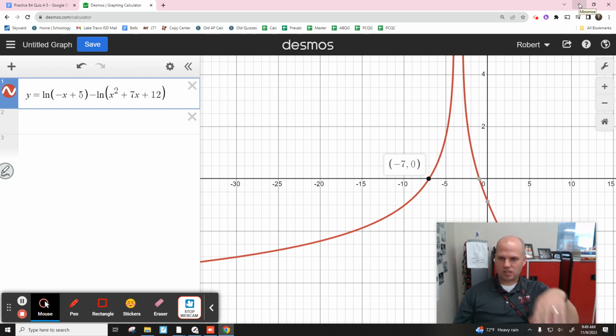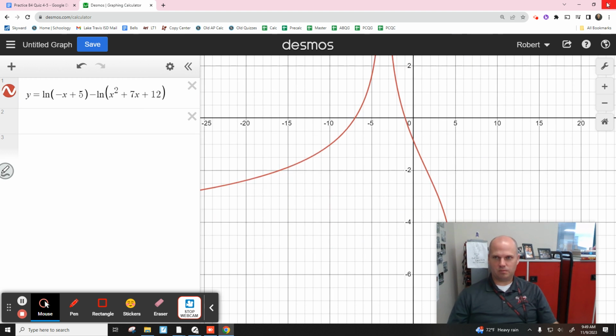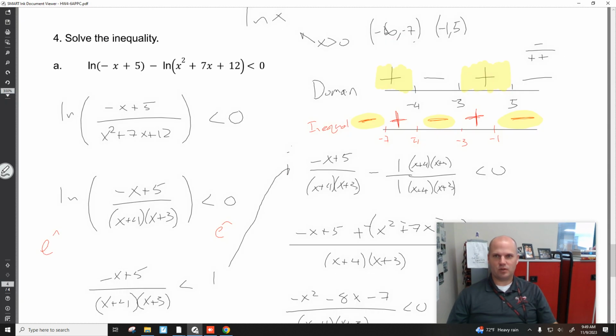And so this is good. I actually can see it. I don't need to plug it into Wolfram. There's my intervals where we're paying attention to both the domain and then we're solving the inequality. What a great question.